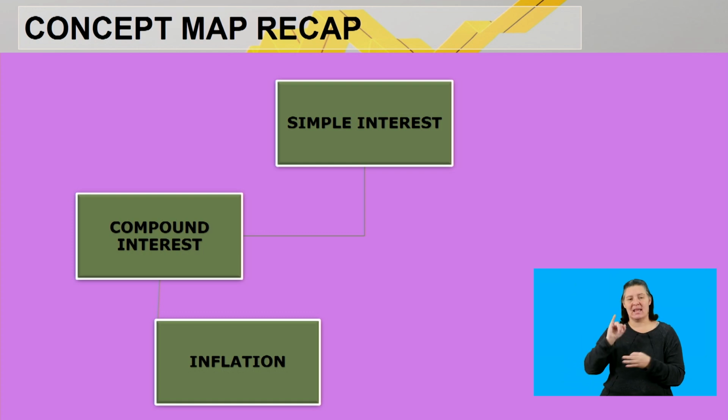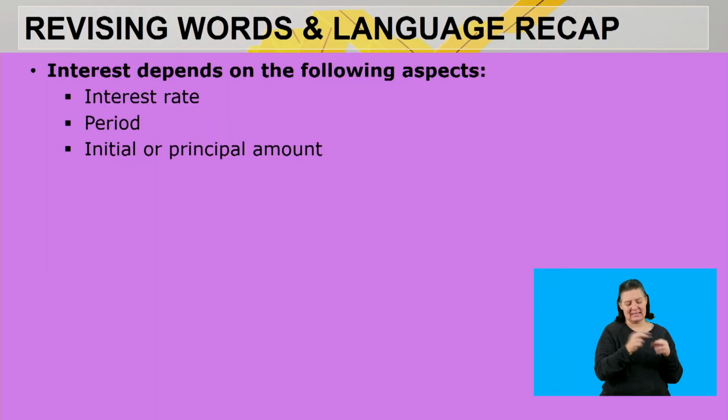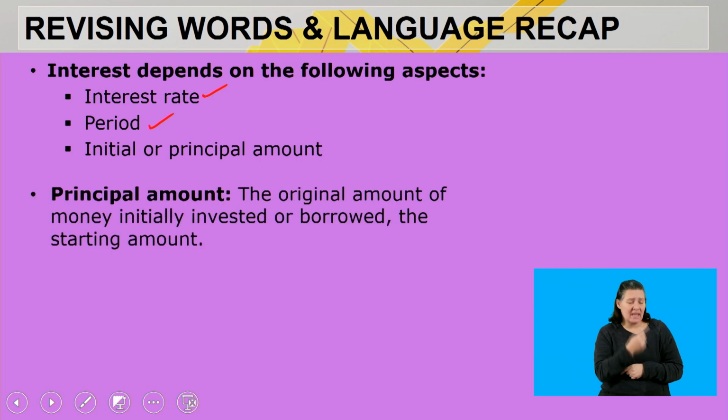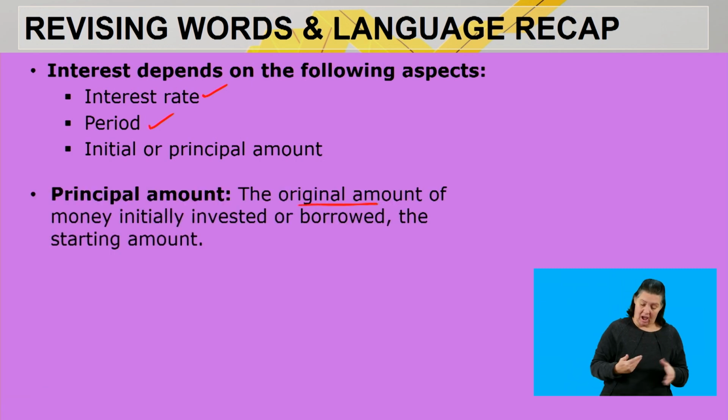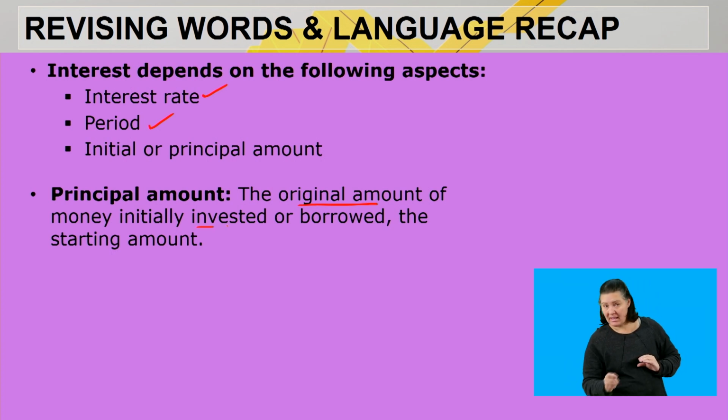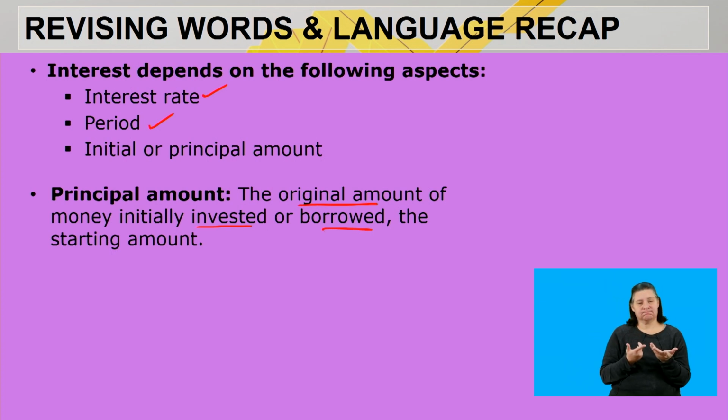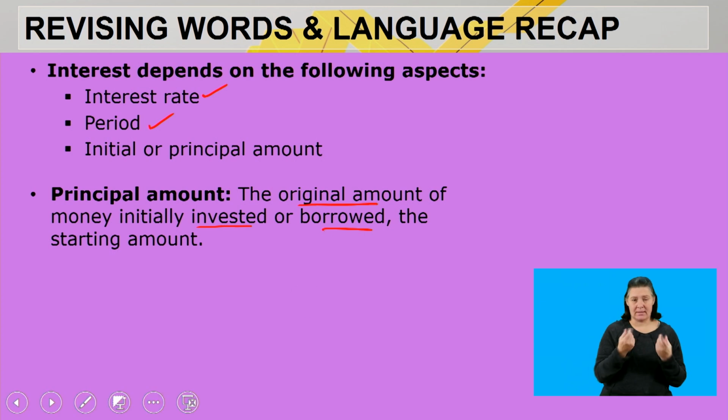So in today's lesson, we looked at simple interest, compound interest, as well as inflation. So what is it that I want you to take with regards to today's lesson? Today we said that interest depends on the following aspects: the interest rate, the period of the loan, as well as the initial or the principal amount. We also indicated that the principal amount is the original amount of the money initially either invested or borrowed. We also call this your starting amount.